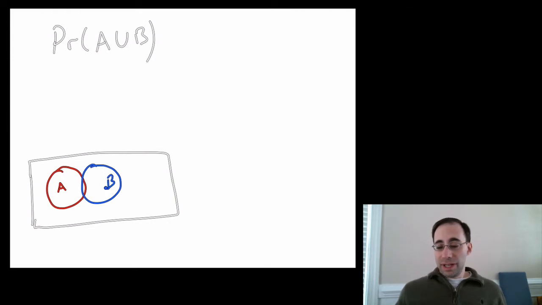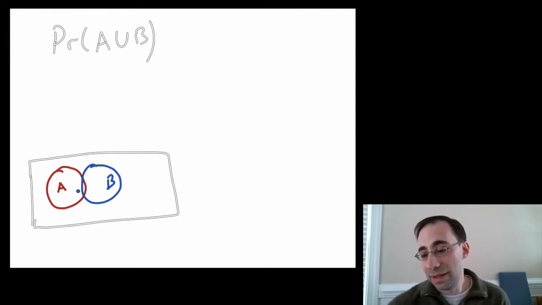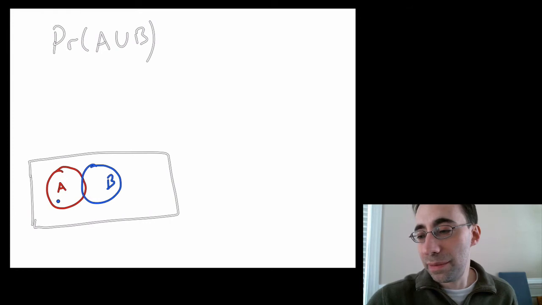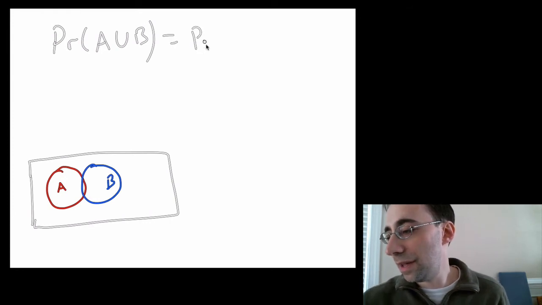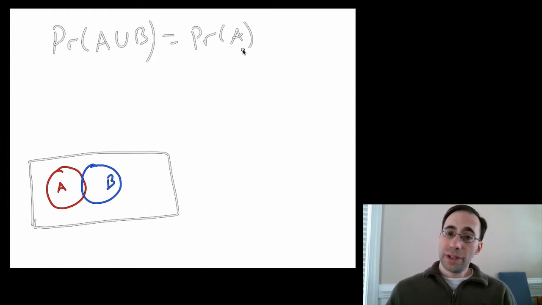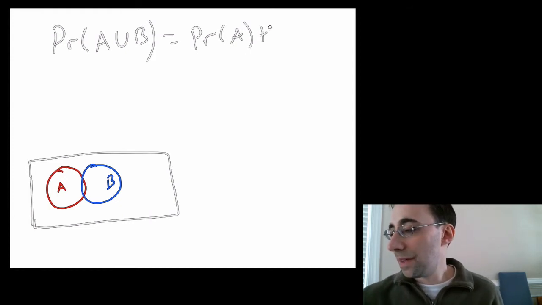Well, what's that chance? Let's work through it intuitively. One, we could land in A. That's this red region over here, right on the left. So let's start with that probability. That's the probability of landing in A. We could also land in B. So there's the probability of landing in B.